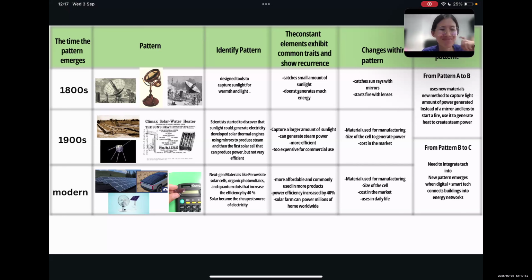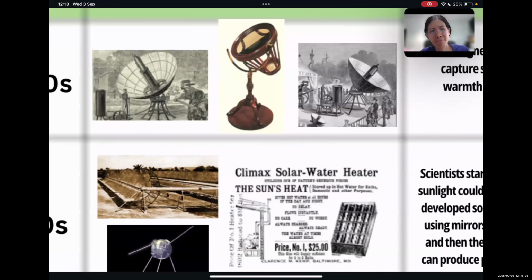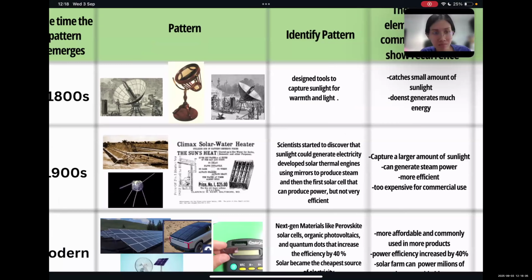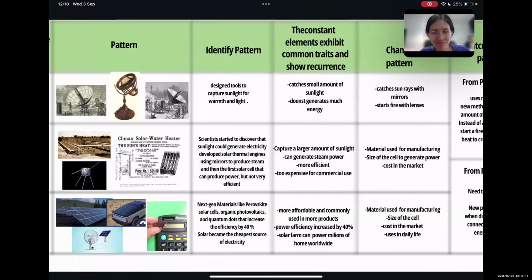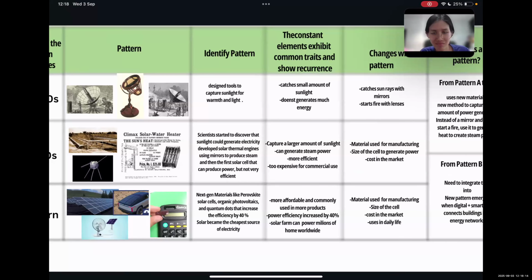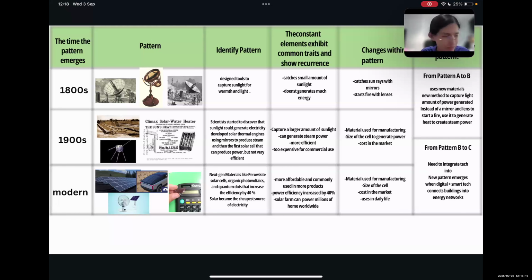And then later, in the early 1800s, they used this thing to capture sunlight and warm the water to create a thermal power. It can catch sun rays with a mirror and start a fire, but it doesn't generate much energy, not enough to do crazy stuff.